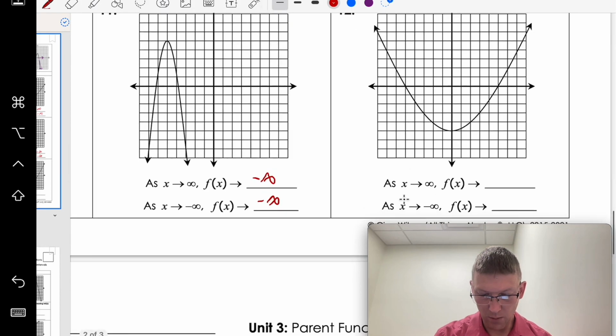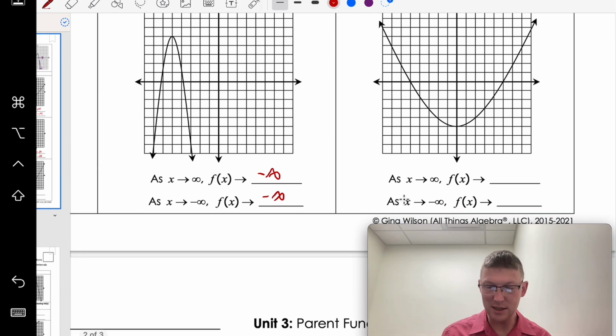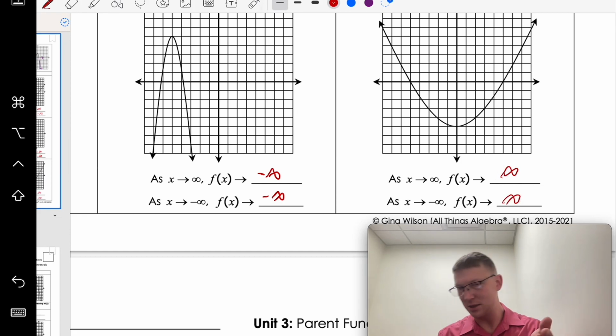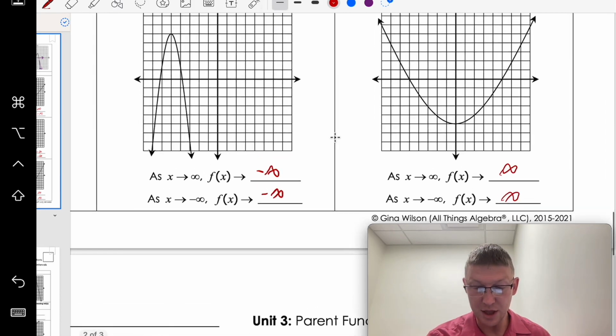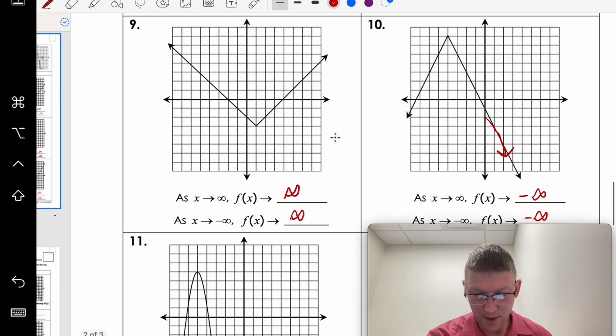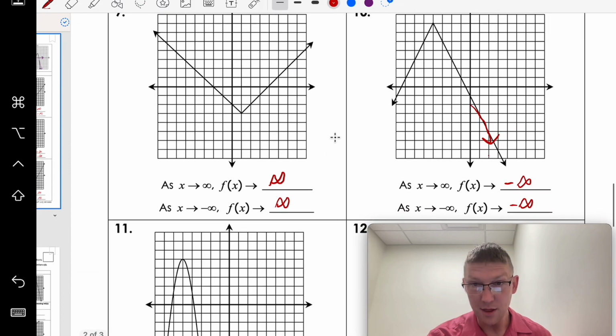And hopefully by now, once you get practice at this, you can look at this graph and go, hey, both end behaviors are going to be the same, so I don't even need to read. You should still read. But there's a pattern here. If you recognize the pattern, great. If you don't, you still need to look at the graph no matter what. But with parabolas, our end behaviors are going to be the same. With absolute values, our end behaviors are going to be the same.